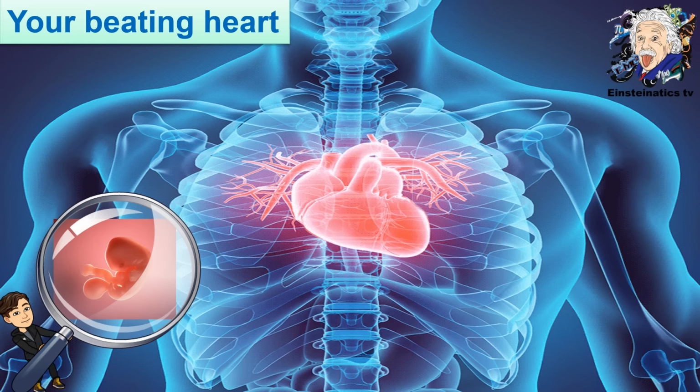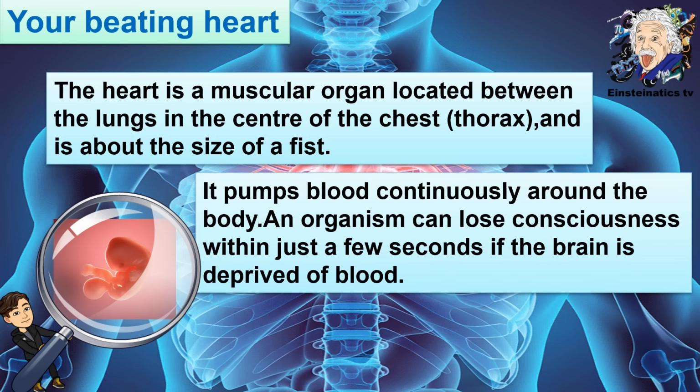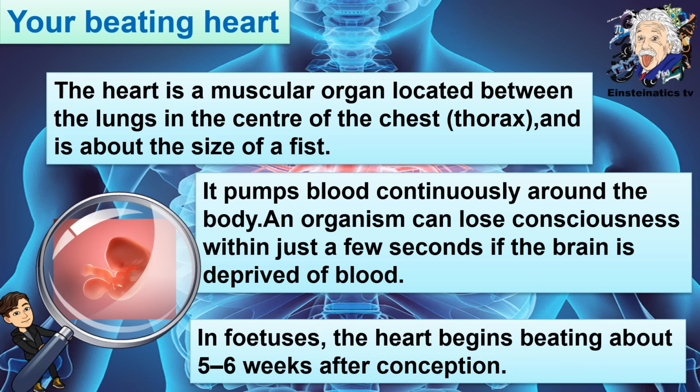Let us proceed with the characteristics of a heart. The heart is about the size of a fist, located in between the lungs, in the center of the chest. It pumps blood continuously around the body, and an organism can lose consciousness within just a few seconds if the brain is deprived of blood. The heart begins beating about 5 to 6 weeks after conception in fetuses.